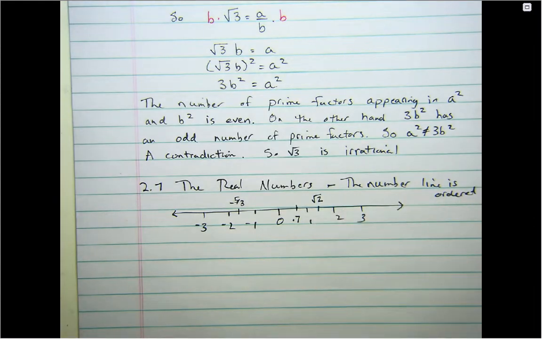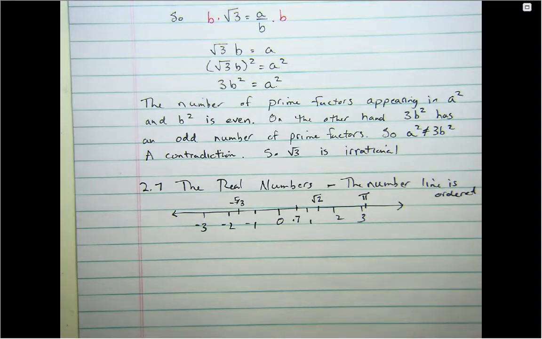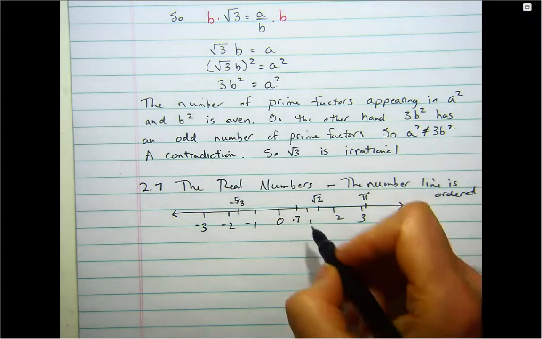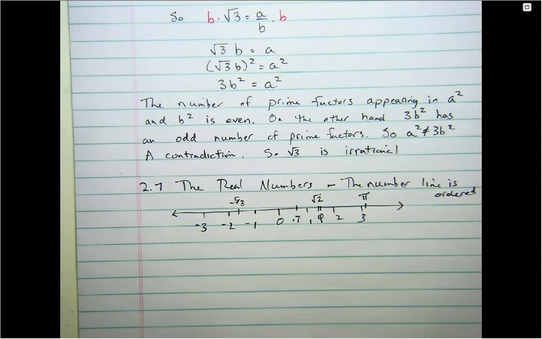Does anybody know any famous irrational numbers? Like pi. Yep, pi. And we looked at phi. Phi is an irrational number. What was phi? 1 plus the square root of 5, over 2, is about 1.6. We'll just put it about at 1.6. So phi, another irrational number.